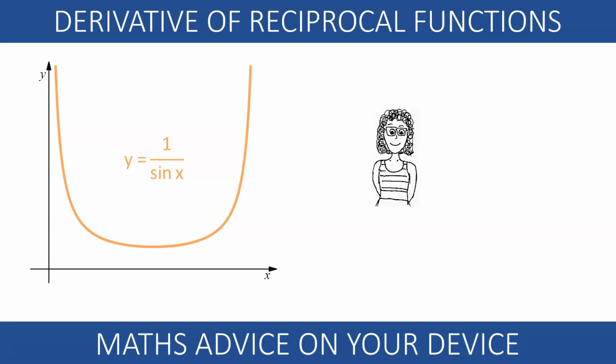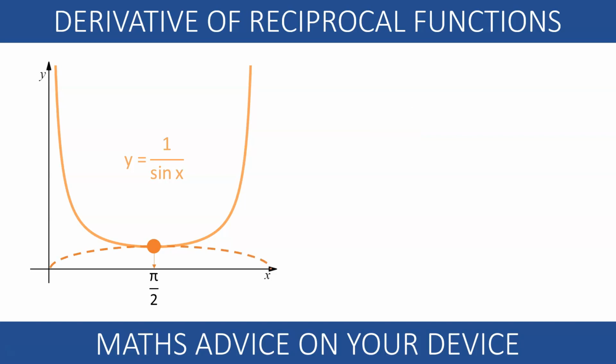In this video, we prove that the minimum of this reciprocal function happens at pi over 2. Ready? The reciprocal function 1 over sine x can be written as sine x to the power of -1. Doing so allows us to differentiate this using the power rule.